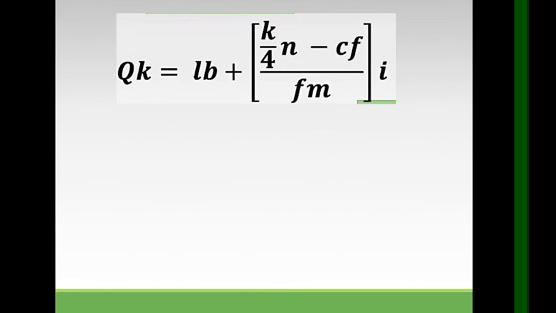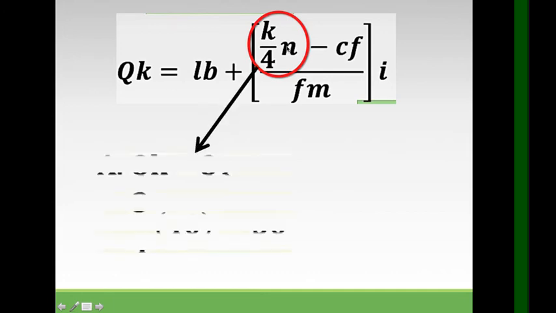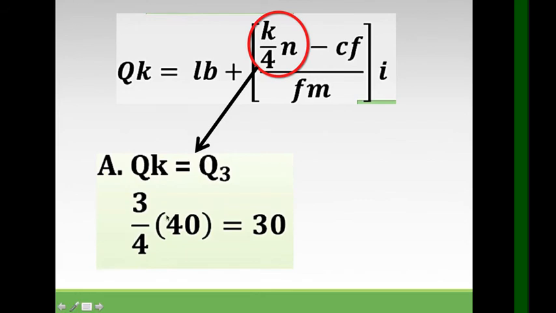Now, our first formula that I showed a while ago is the Qk, or the quartile, equals lower boundary plus square bracket k over 4 times N minus cumulative frequency over frequency mode times interval. First, we need to solve this: k over 4 times N. The given quartile in the problem is Q3, if I'm not mistaken, and the total number N is 40. So, 40 times 3 is 120, divided by 4, and that is equal to 30.